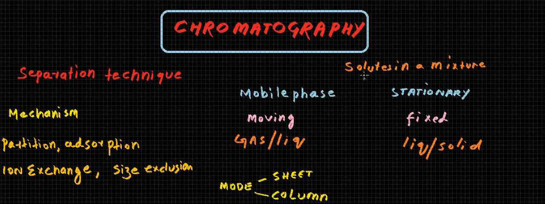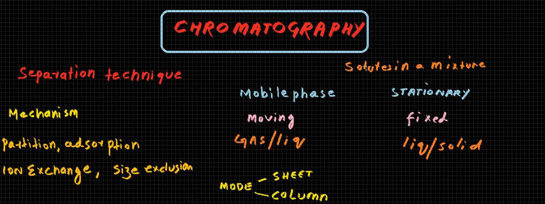So in a nutshell, we have solutes in a mixture and we have two phases. One is referred to as mobile phase, which is moving phase, or it's a fluid like a gas or a liquid. And we have a stationary phase, which is not movable, it is fixed, maybe a trapped liquid in a solid or a solid material.